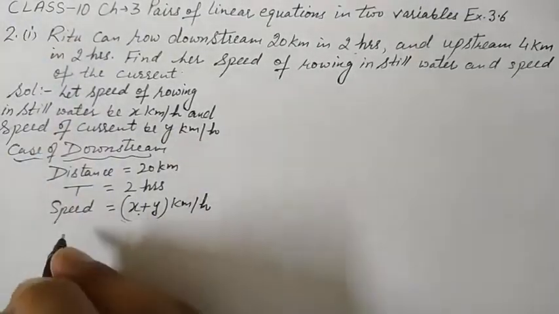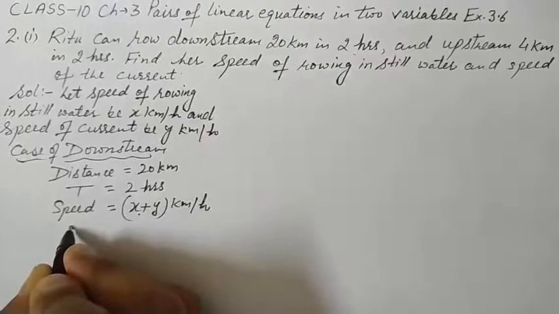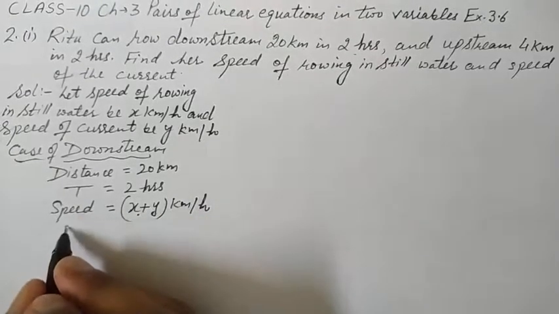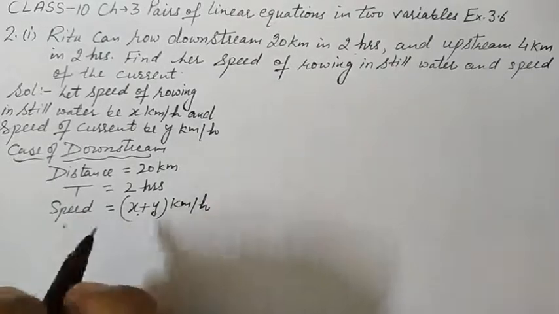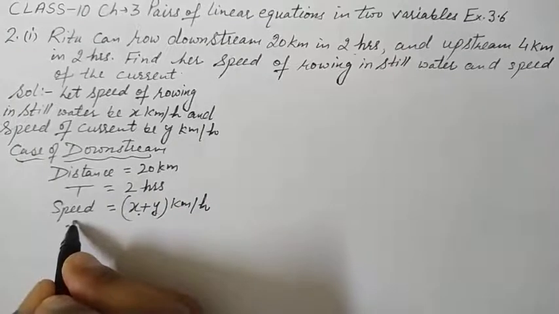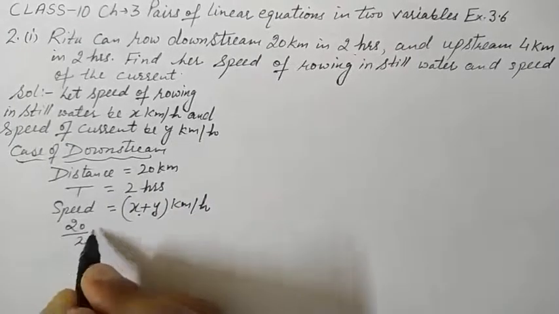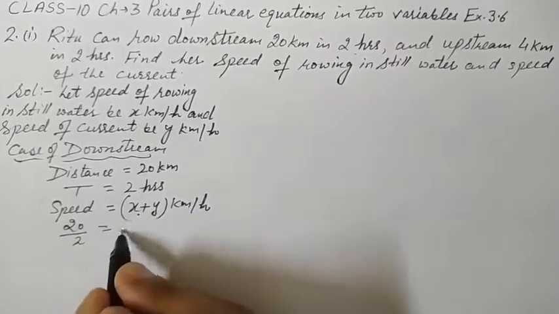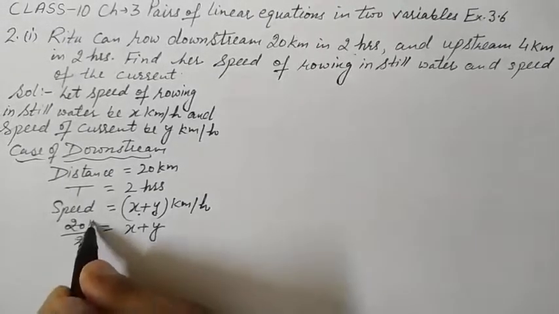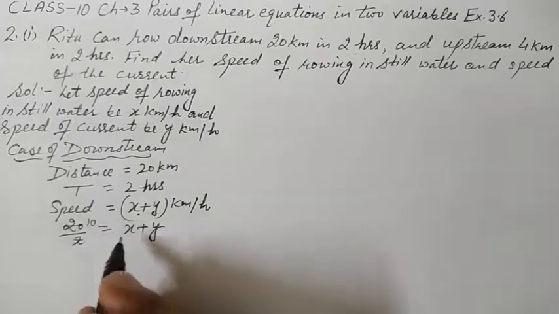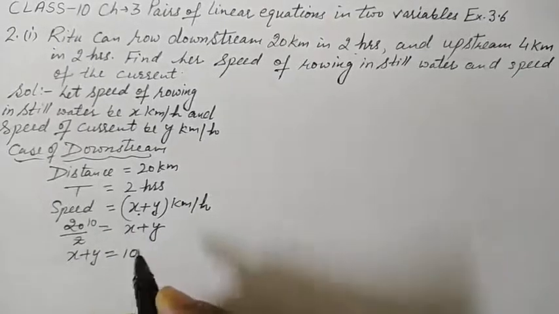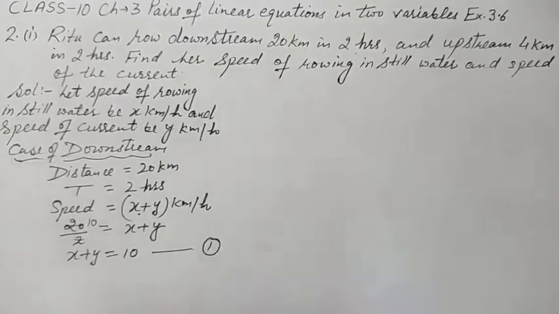Now we have the formula that speed is distance over time. So we know speed is distance over time. Distance is 20, time is 2, so 20 over 2 is equal to x plus y. 2 1s are 2, 2 10s are 20. So the first equation is x plus y is equal to 10. This is our first equation.